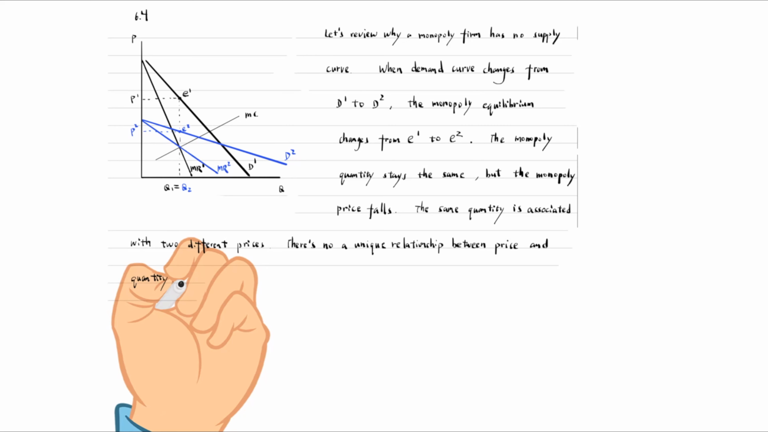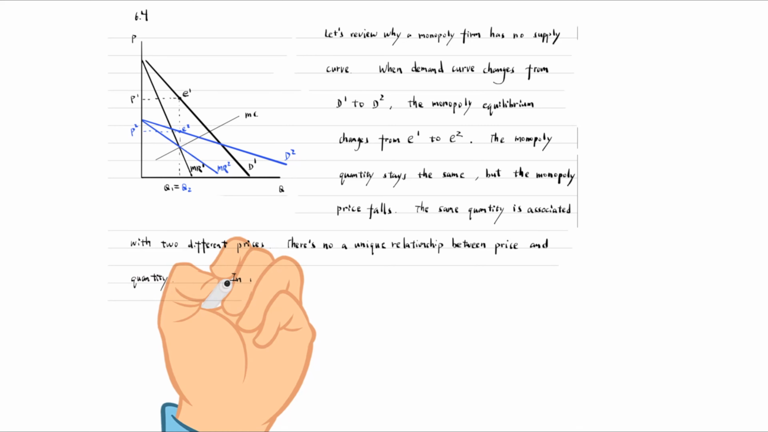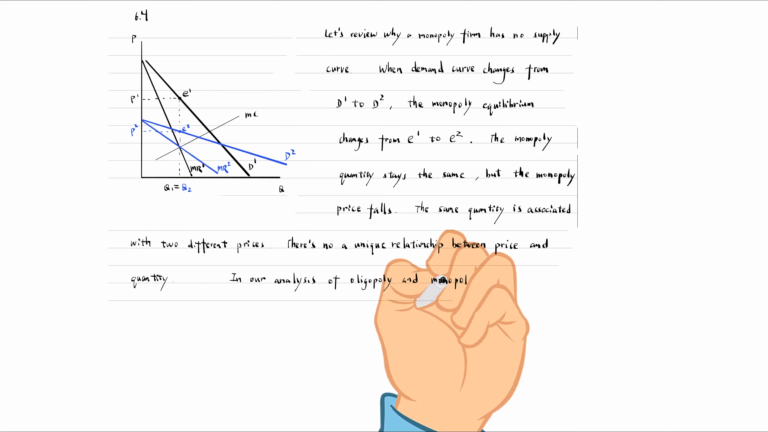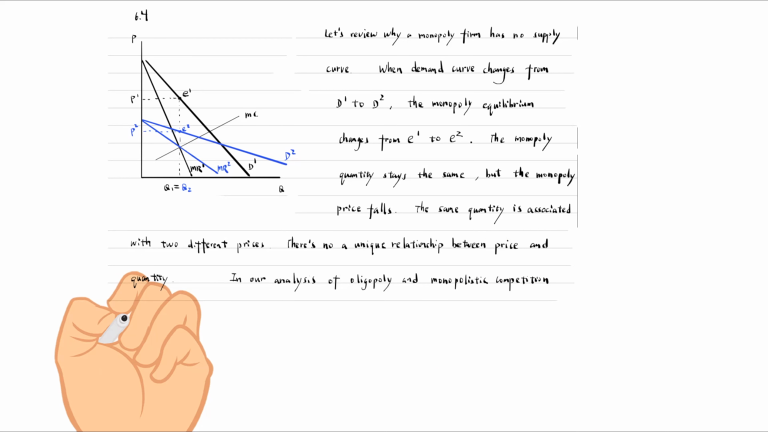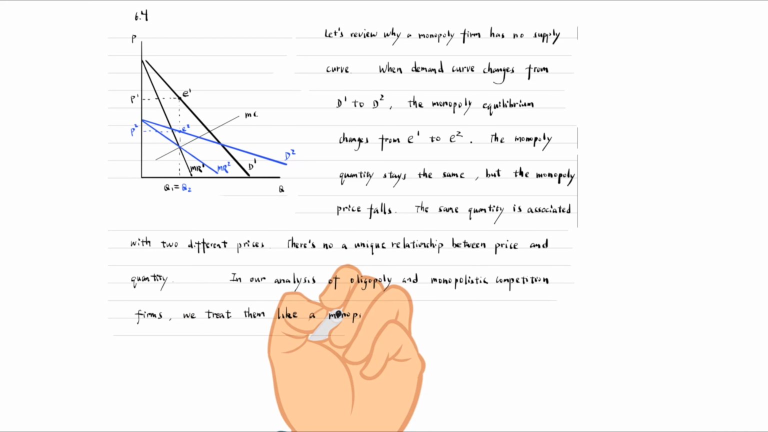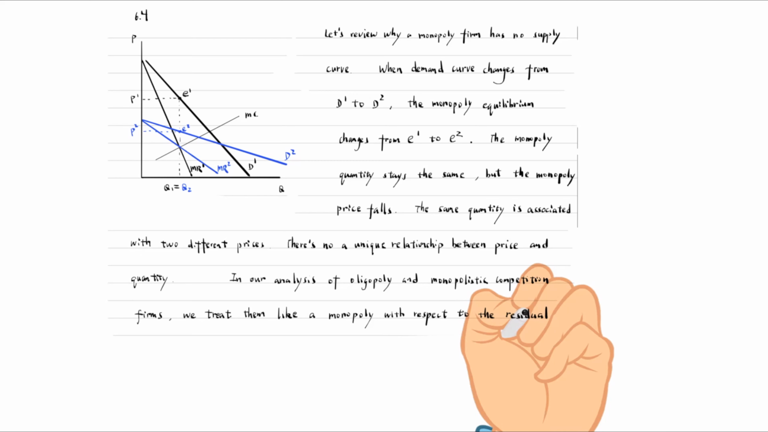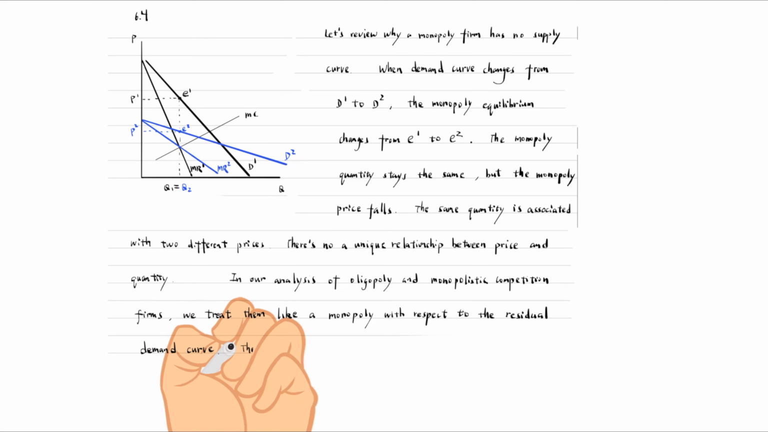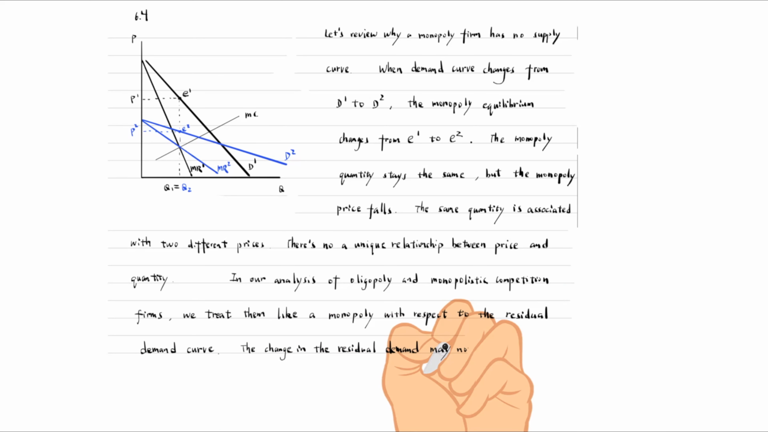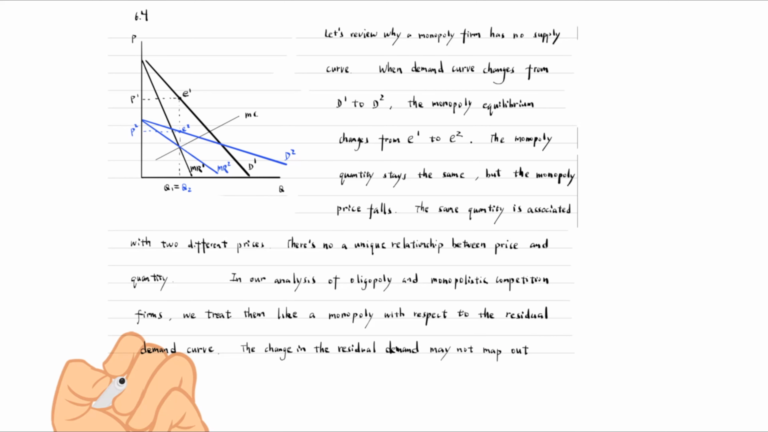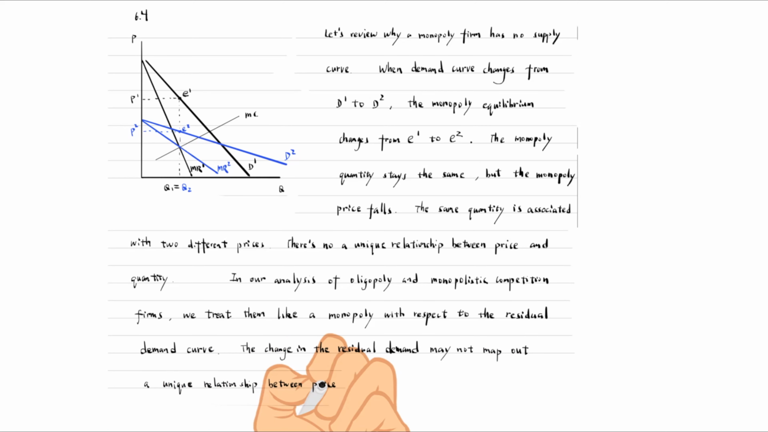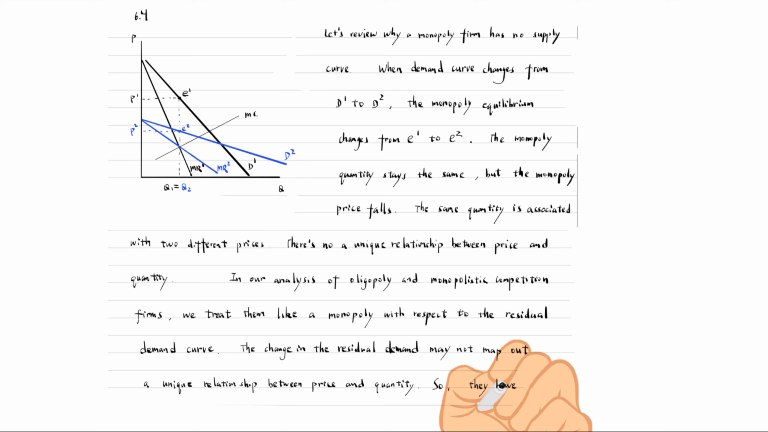Next, let's consider an oligopoly firm or a monopolistically competitive firm. In our analysis of their behavior, we treat them like a monopoly with respect to the residual demand curve. The change in the residual demand curve may not map out a unique relationship between price and quantity, so they have no supply curve.